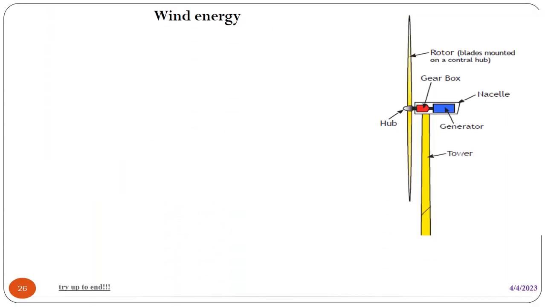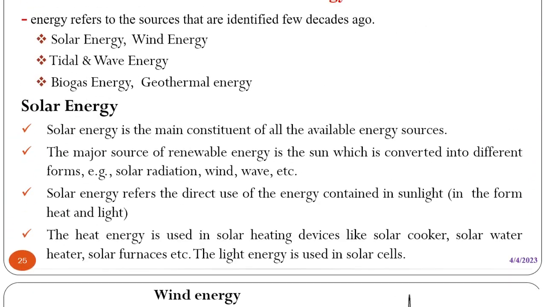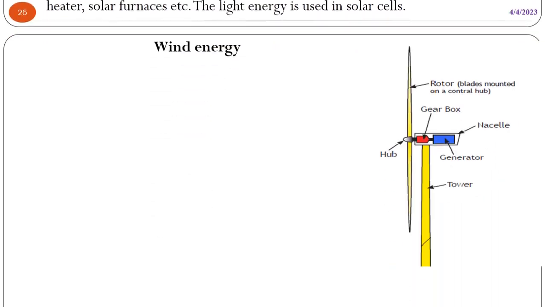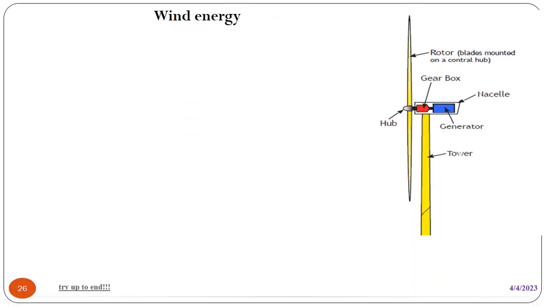The second type of non-conventional energy is wind energy. In the figure, we see the tower, generator, nacelle, gearbox, and rotor blades mounted on the central point. The gearbox increases the rotational speed, so more electric energy is generated.